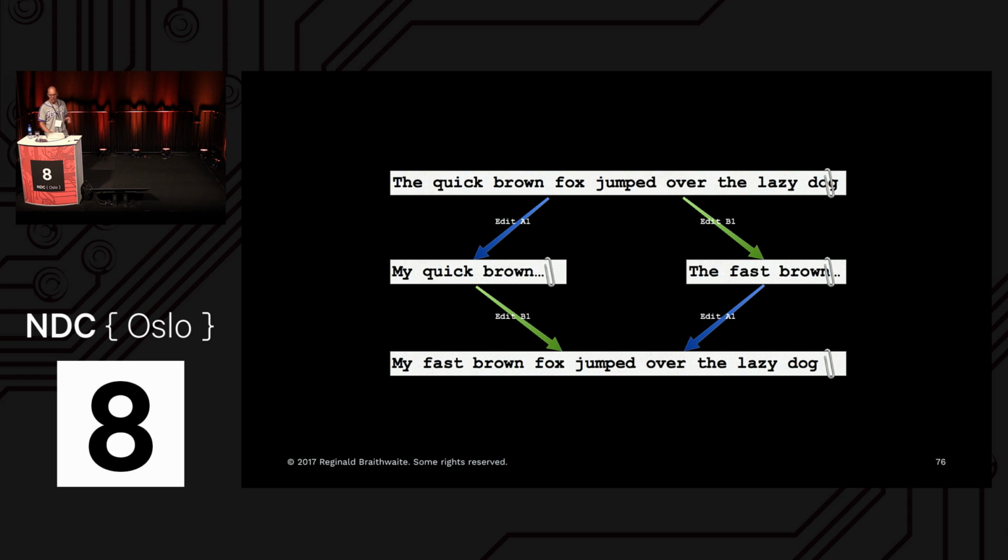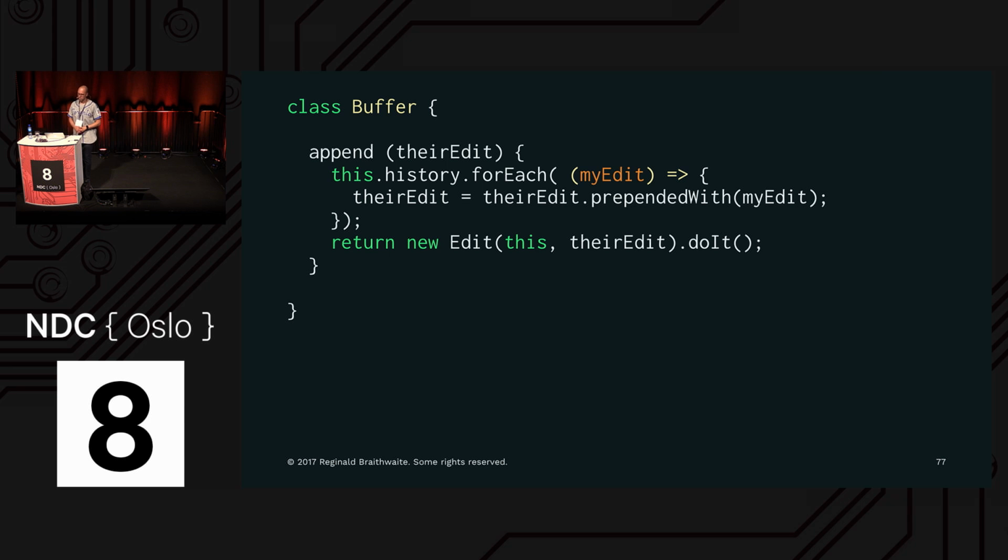Now, if we want to merge them back together, we have to take Alice's edit and apply it to Bob's buffer, and we have to take Bob's edit and apply it to Alice's buffer. Let's do this.